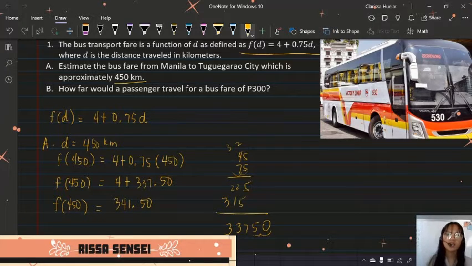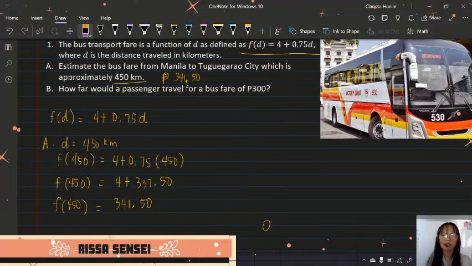So, ibig sabihin, the bus fare, yung babayad mo sa konduktor sa Victory Liner, kung nanggaling ka Manila to Tuguegarao, is 341 pesos and 50 centavos. So, the final answer is 341.50. O, diba? Very easy. Just substitute, multiply, and add. Then, how about letter B? How are you going to solve this?